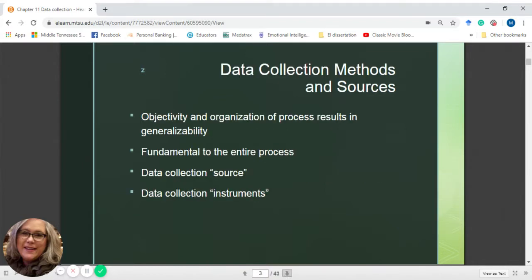Moving forward, we want the data collection process to be objective and organized, and we want to be able to rely on that data to be able to generalize it back to our population that we've studied and the population on a broader sense. It's really fundamental to the entire process, and we want to understand where the data come from. Was it source data, secondary data? Was it from an instrument? Was it novel data? Where did we get that information? So we're going to look at that as well.